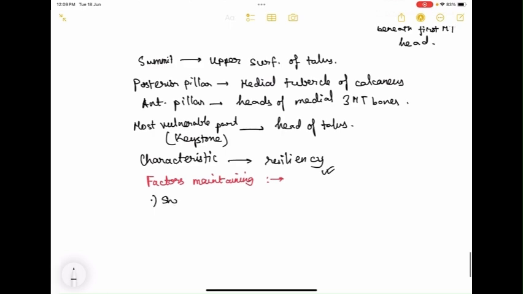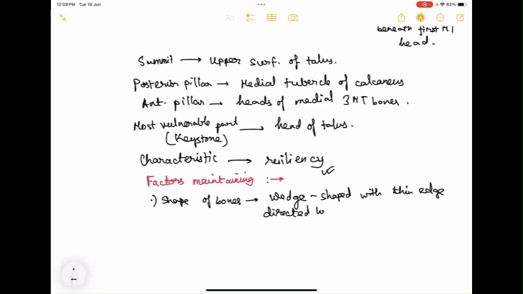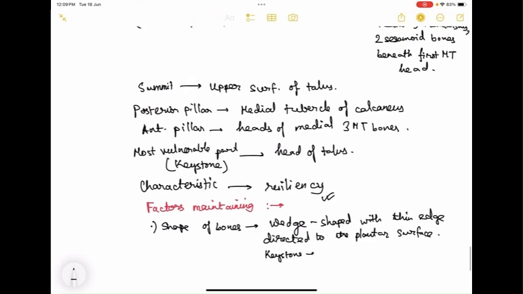First of all, shape of the bones. Wedge shaped with thin edge directed to the plantar surface. You don't need to mention keystone again. However, you may mention keystone. Okay, but you have already mentioned it here, so you can just write about keystone. It's important to write about the keystone here.